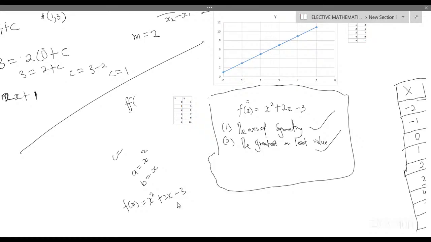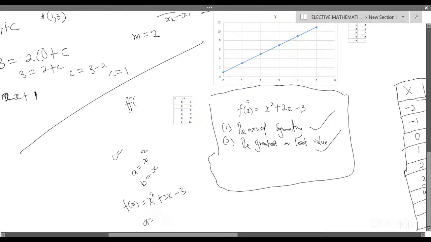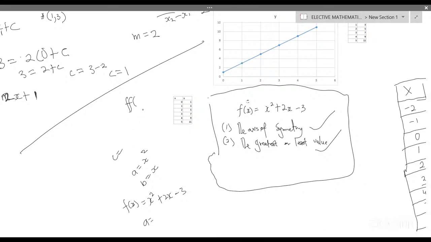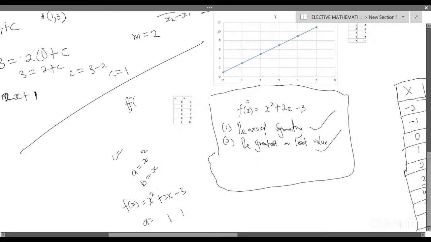Vanessa, what is A? A is equal to what? I said the A is the coefficient of x squared. So here A is equal to what? 1. Good. B is equal to what? Ella, B is equal to what? 2. And of course, C will be equal to what?